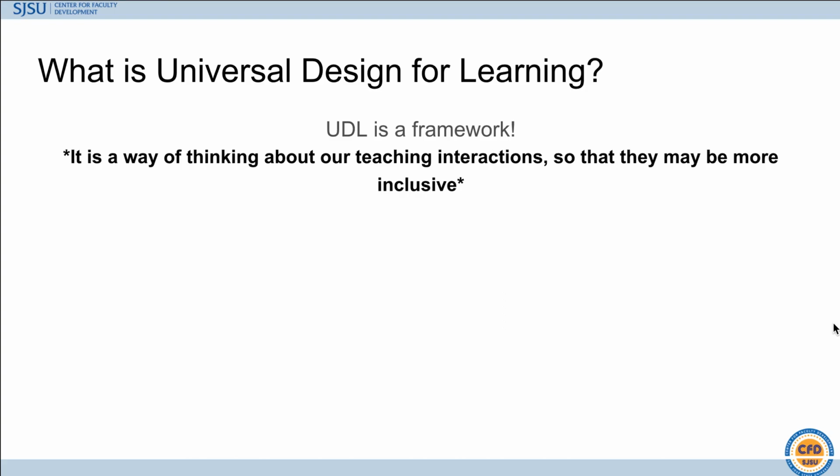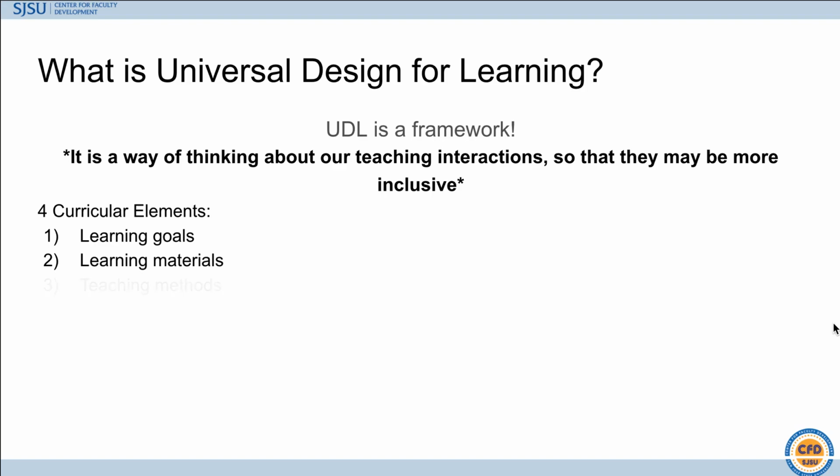UDL considers 4 curricular elements. The first is learning goals. Learning goals are the purpose of the course. The learning materials, the resources used to teach a particular lesson or lecture. Teaching methods, the strategies used for instructional delivery. And finally, assessments. Assessments are the ways students show their learning and understanding of the content.